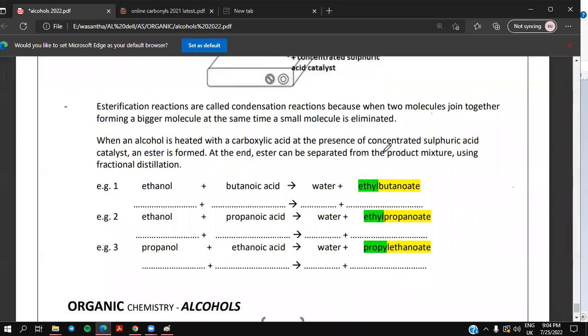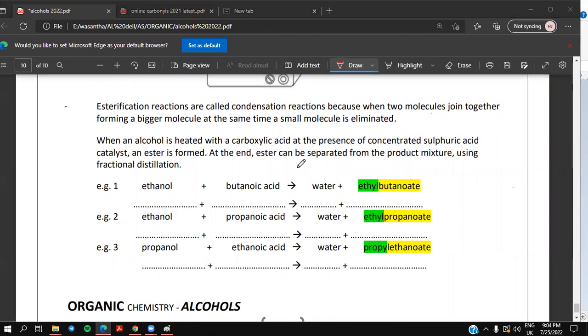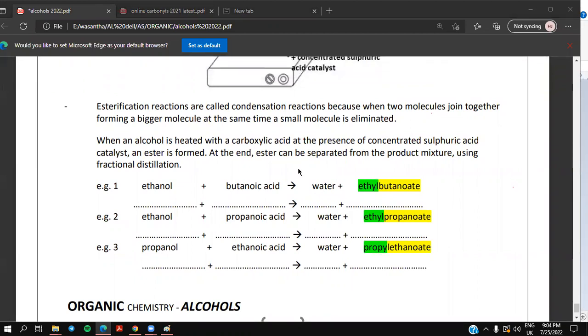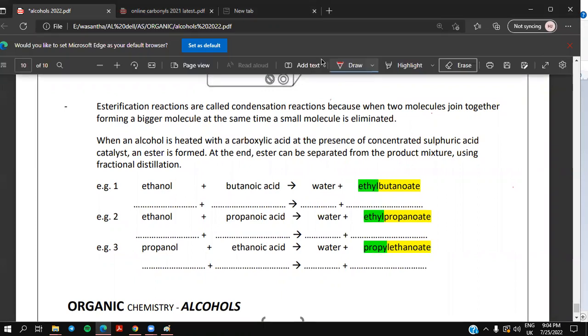Okay, here we have to fill this. We will try to complete this, draw the structures. First, I'll draw the alcohol structures. Ethanol, CH3, CH2, OH. Ethanol again, CH3, CH2, OH. Now propanol. Propanol is CH3, CH2. Propanol means 3 carbon. Again, CH2 and OH.